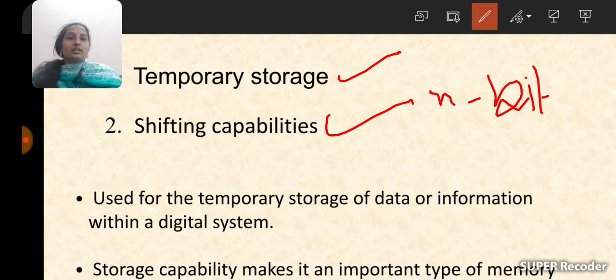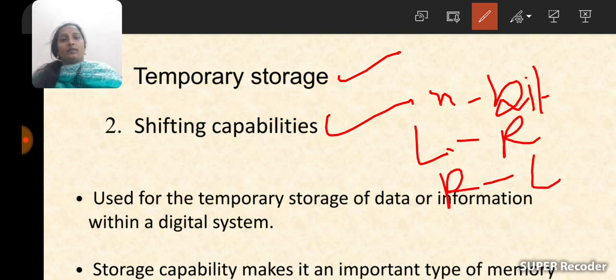So in which direction is it used to shift the data? It will shift the data either from left to right or from right to left. Okay, so this is the need of registers. Registers are used to store the data temporarily, and also these registers are used to shift the data from right to left and left to right. Okay, and it is used for the temporary storage of data, not permanent.